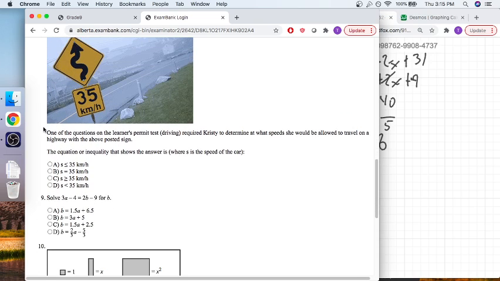One of the questions on a learner's permit test requires Christy to determine at what speed she would be allowed to travel on a highway with the above sign posted. The equation or inequality that shows the answer. So basically what this means is that we'll have a maximum speed of 35, so we can go equal to 35 or less than it. So our speed needs to be less than or equal to 35, which is this one, because our speed can be below it, so it's not just going to be equal to 35. Our speed cannot go above it, so it can't be greater than. And our speed is not just going to be less than, because we can be equal to that speed as well.